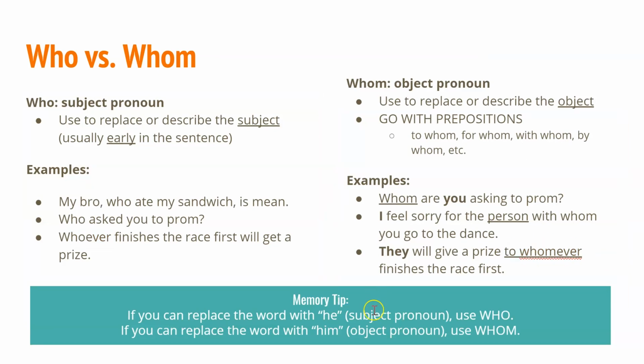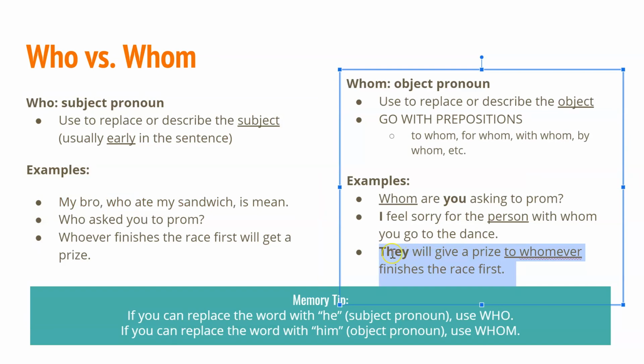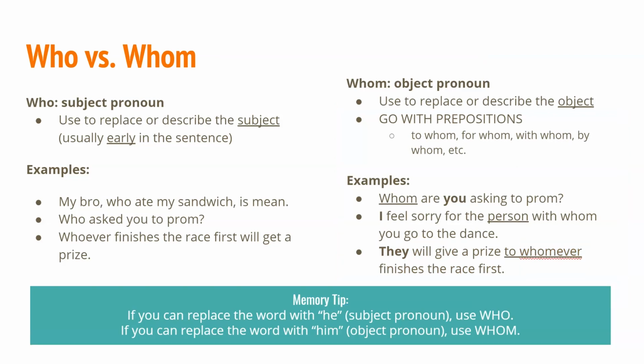Okay? Some people like to use the following memory tip at the bottom of your screen. Some people like to remember that if you would use the word he, use who. If you could use the word him in the sentence, use whom. For example, if I said he is mean, then you would talk about who is mean. If you're talking about they will give a prize to him, then you could replace him with whom or whomever. Okay?